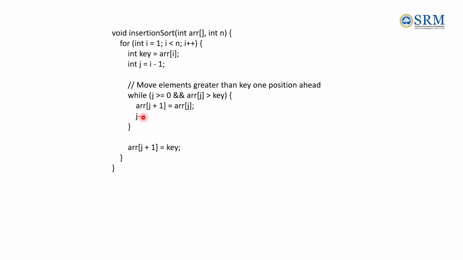And then I'll decrement, j minus minus. So j becomes 0. And then in array of 1 position, I will put the key. So then once again it will repeat the loop. Every time the process will keep on going. Understood? This is the process of an insertion sort.